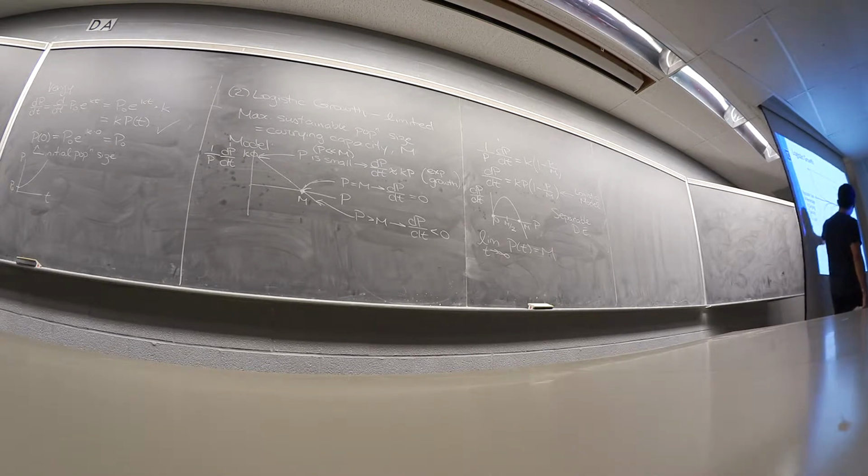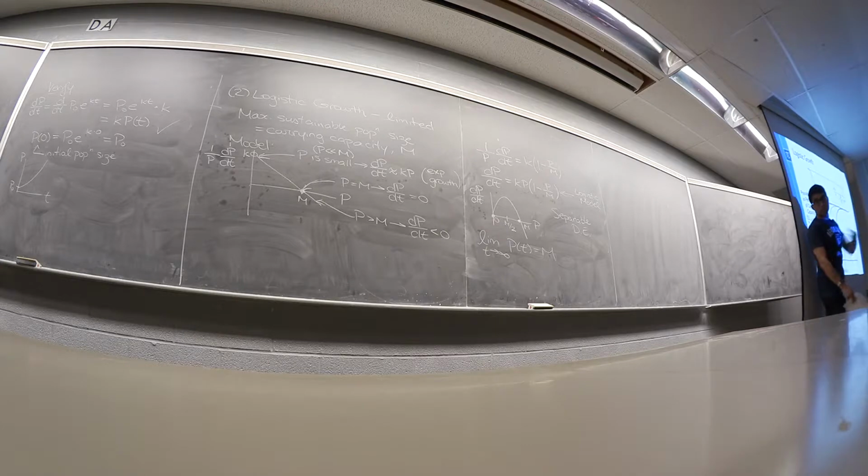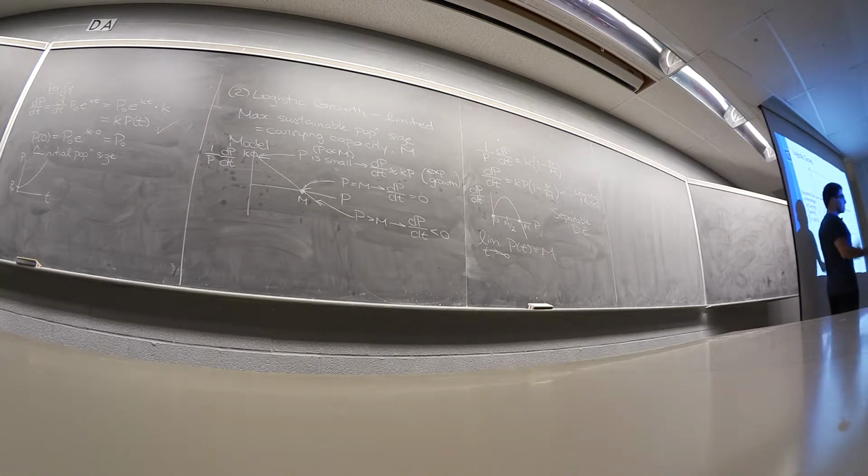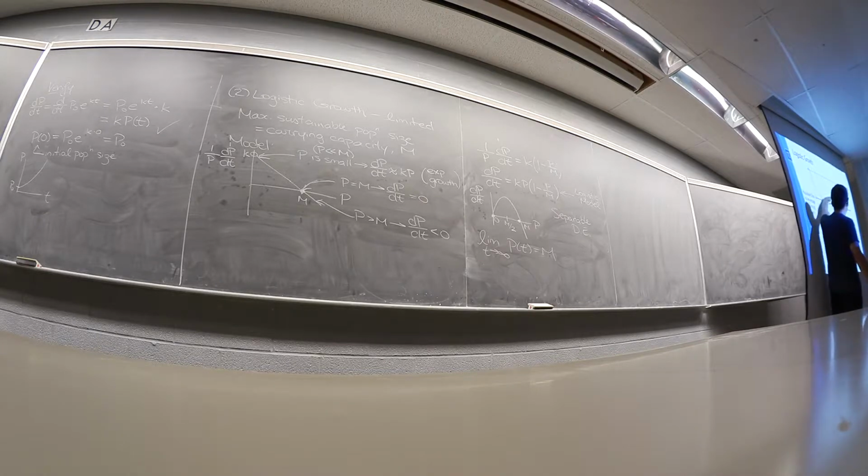If you start at 10%, you get this curve. If you start at 50% of carrying capacity, you get this curve. If you start at carrying capacity, you stay there, and we designed it that way. If you start above carrying capacity, death rates are higher than birth rates, you get brought down to carrying capacity, because that's all the system can maintain.